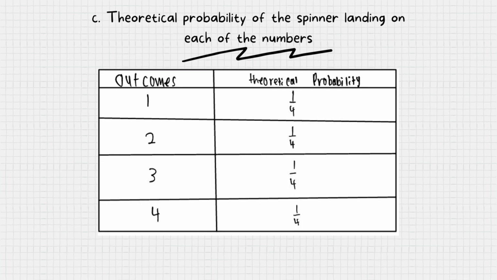Theoretical probability of the spinner landing on each of the numbers. So for number 1, the theoretical probability is 1 over 4. And for 2, 3, and 4 it is the same: 1 over 4, 1 over 4, 1 over 4. Why does it become like this? Because theoretical probability equals the number of favorable outcomes over the number of possible outcomes.